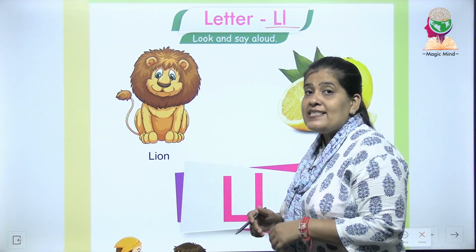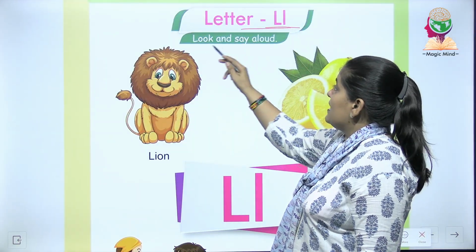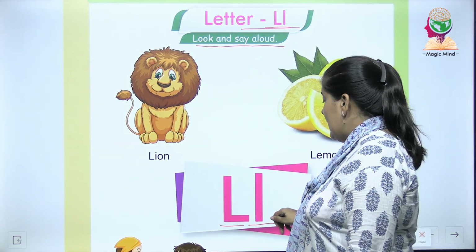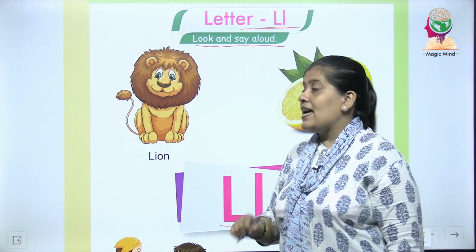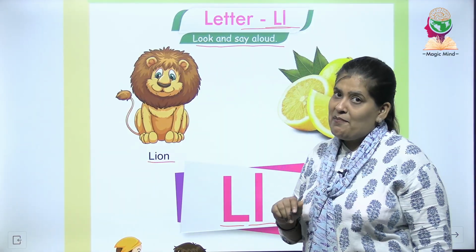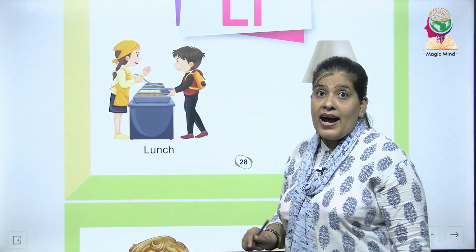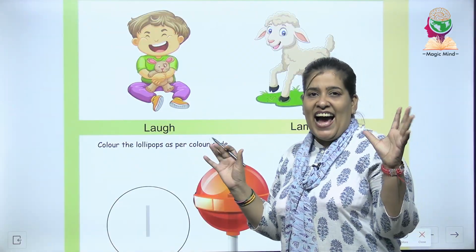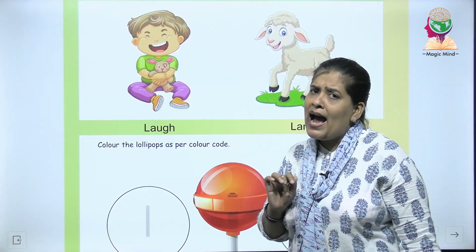Now move to next letter which is letter L. Look and say aloud. This is capital L and this is small letter L. L for lion, L for lemon, L for lunch and L for lamp, L for laugh and L for lamb.